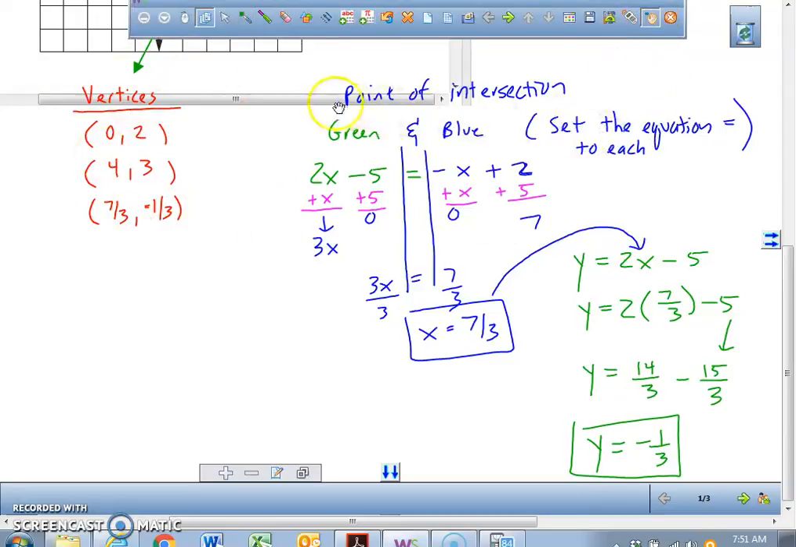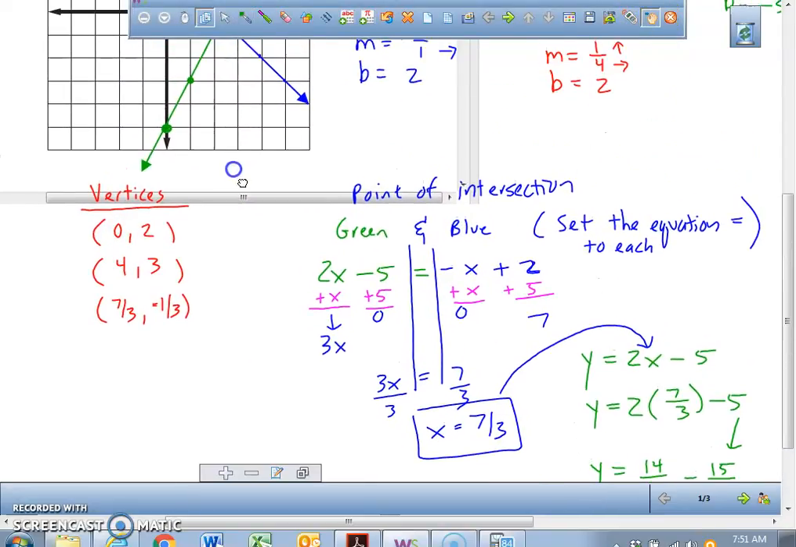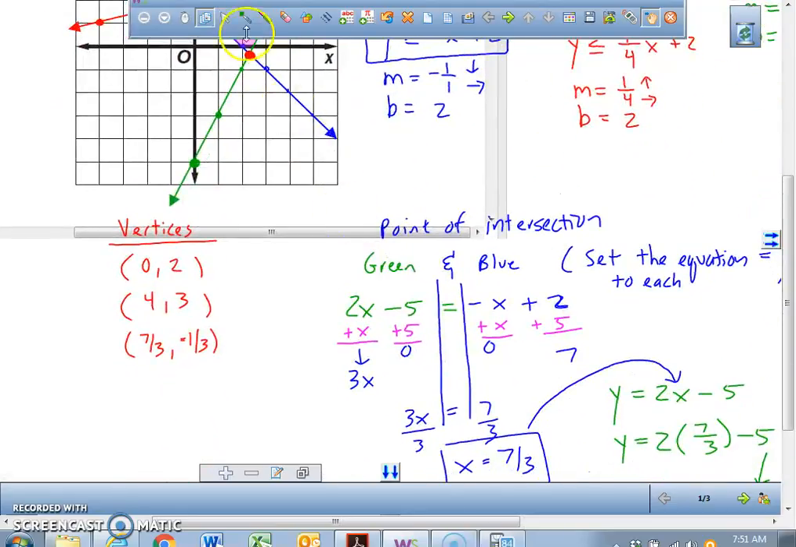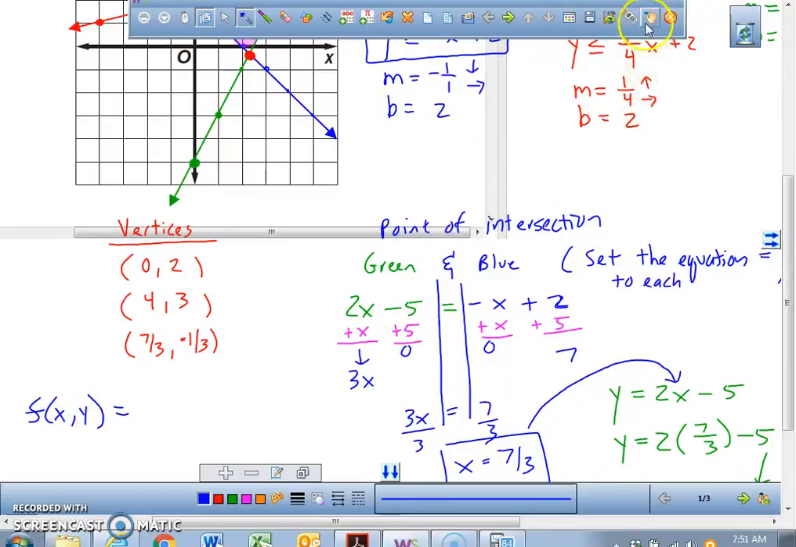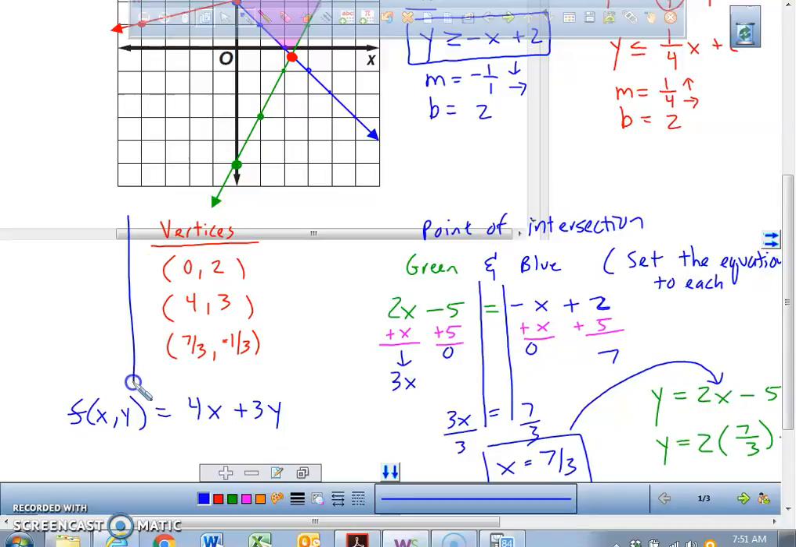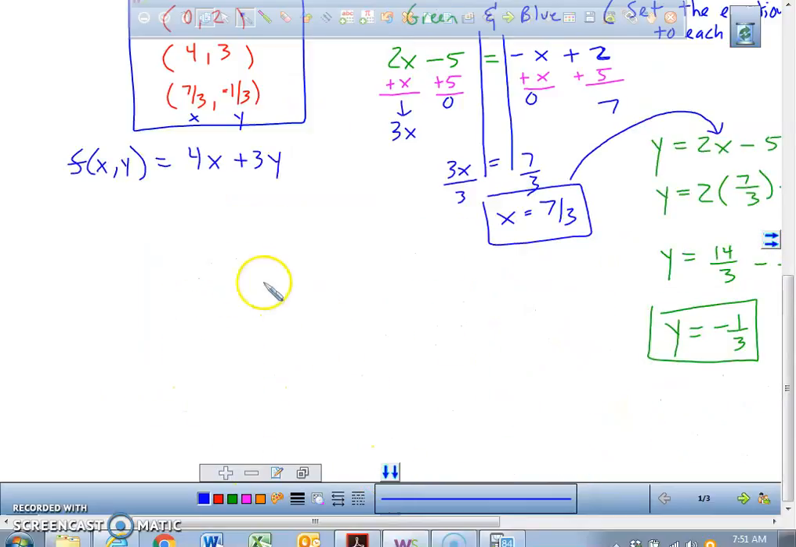Okay? Now what we have to do is find the maximum and the minimum based off of this function. So underneath the vertices, everybody, I want you guys to write this equation right here. We're going to write f of x and y equals, I believe it's 4x plus 3y. We're going to say 4x plus 3y. So we're going to take these vertices, which have an x-coordinate and a y-coordinate. These are all my x's, these are all my y's. We're going to plug them in to this formula.